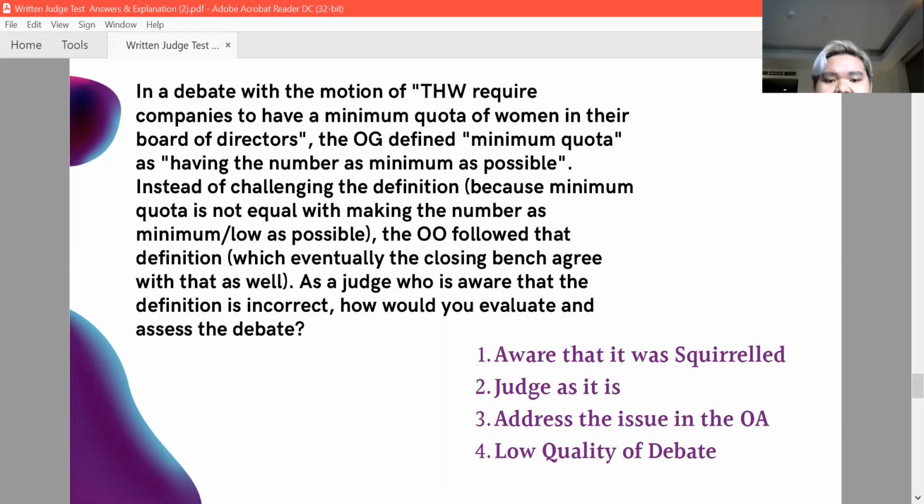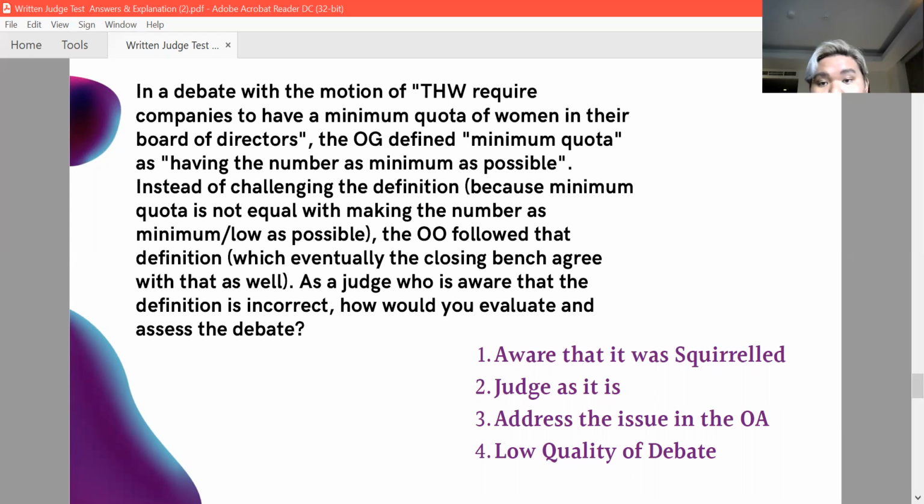And third, what you can do is that you should clearly address these issues within your OA, whether you want to put it in your general comments or in your comparison, whatever, as long as it is pointed out or addressed clearly so the debater is aware of that mistake and that incident, so it could be avoided in the next rounds.